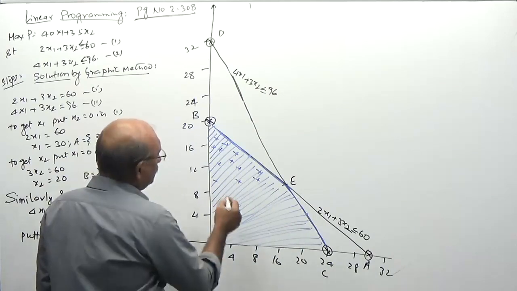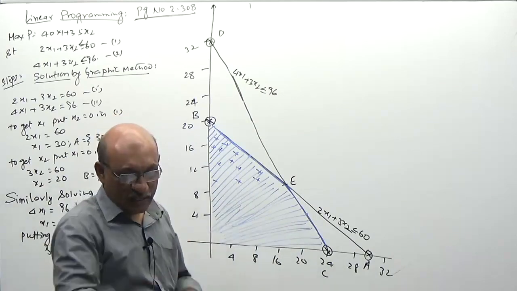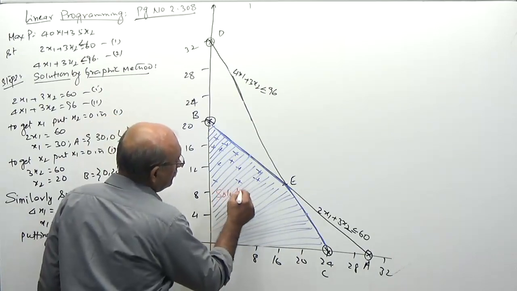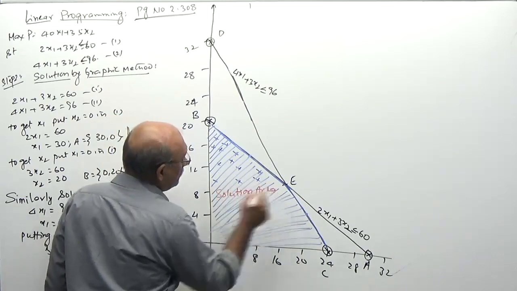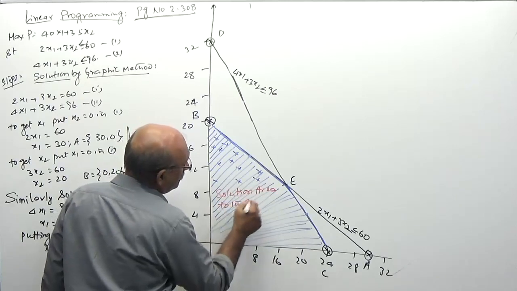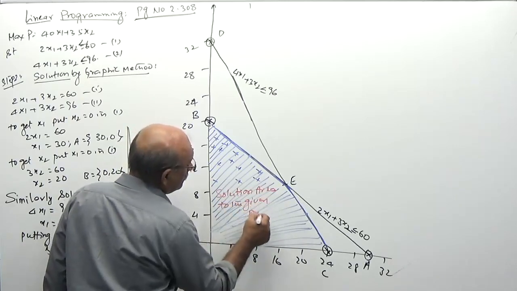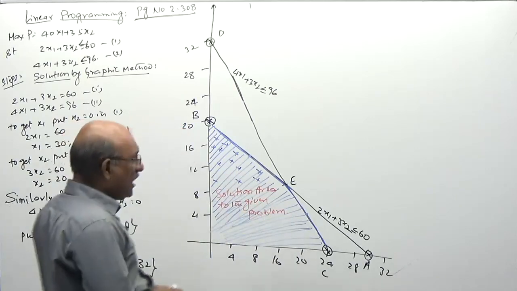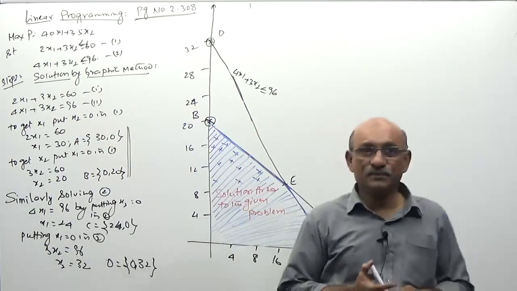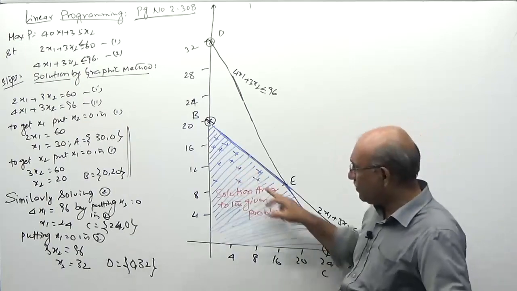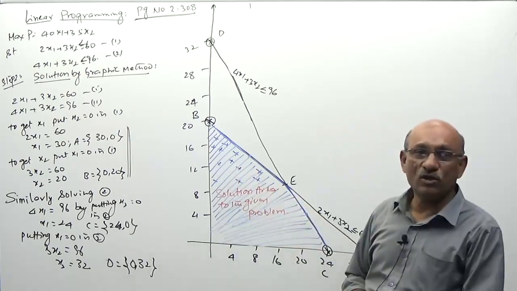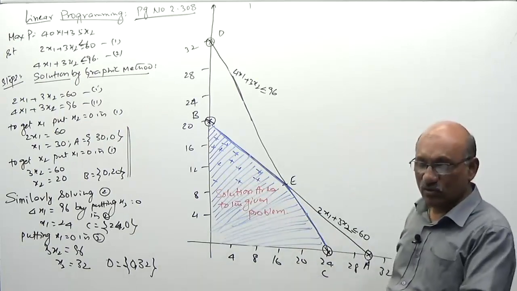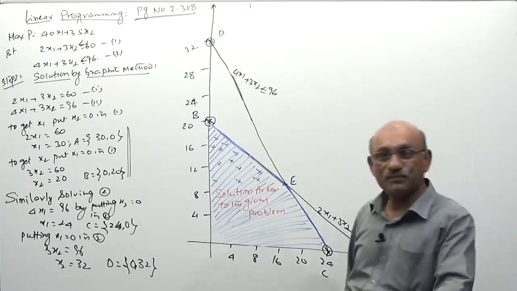So this is called solution area. This is solution area to the given problem, which is called feasible area. Any point in this area is a solution to the given problem, sir. Any point in this area is a solution to the given problem.